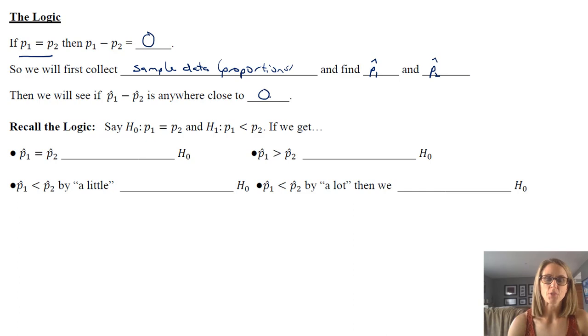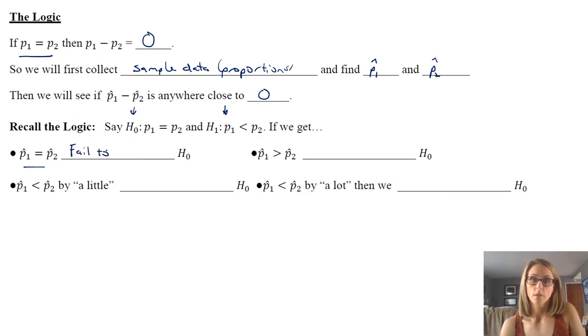So let's remind ourselves. Let's say, for example, we have a null hypothesis, which is always going to be the case, that P1 equals P2. Let's say our alternative is that P1 is less than P2. Okay, that's what we're trying to see if we have enough evidence to support. So if we test some sample data, and the sample data shows that P1 hat is equal to P2 hat, well, that definitely is not enough evidence to support the alternative.